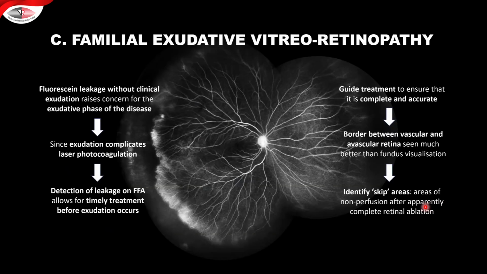Familial exudative vitreoretinopathy: fluorescein leakage without clinical exudation raises concern for the exudative phase of the disease. These changes occur in the extreme periphery, and at times it has a featureless retina, and you always look for the temporal periphery, but they can be there all 360 degrees also. But the angiography picks them up very well, and it picks up the junction of the perfused and non-perfused retina and the skip areas which are there, and they should be treated always.